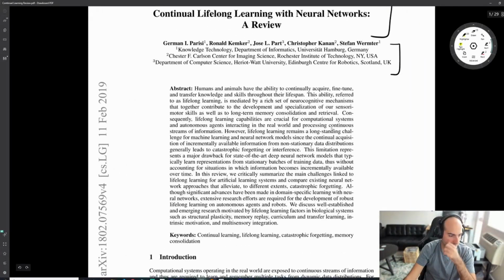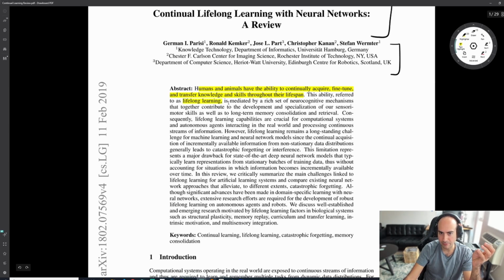So here, let's look at this. What they're saying is that humans and animals have the ability to continually acquire, fine-tune, and transfer knowledge through their lifespan. This is a good point. Not that biological motivation is a good way to motivate certain ML research, but it's true. It's more efficient. You don't sit and retrain every night when you sleep or something. You're just continuously learning throughout the day.